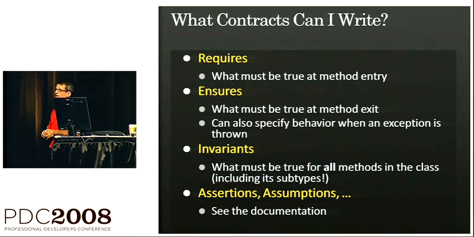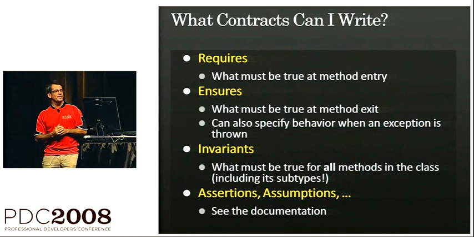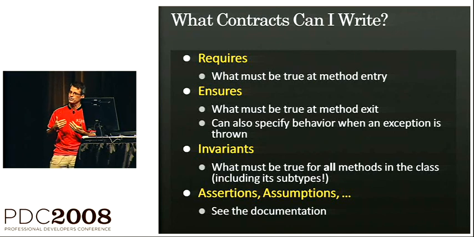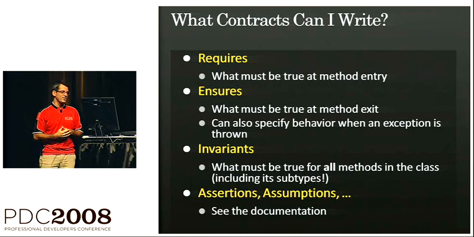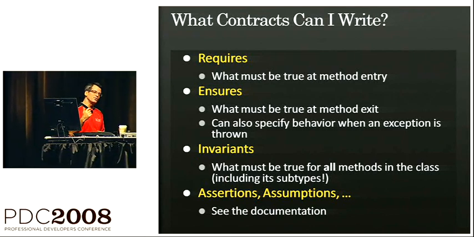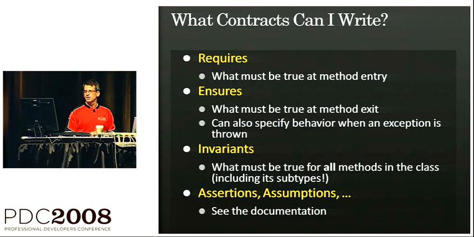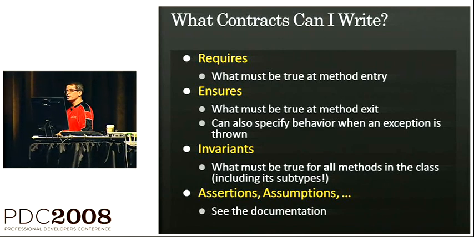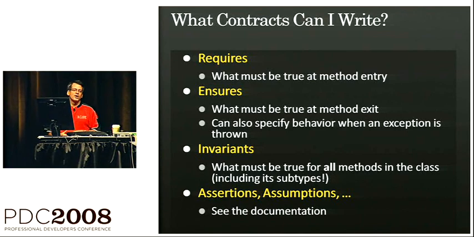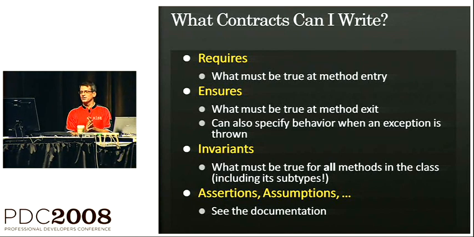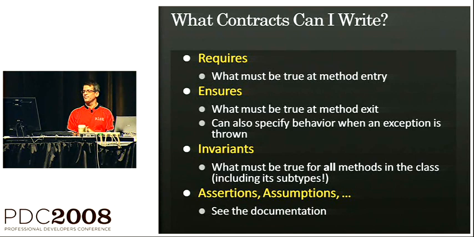So the kinds of contracts we give you the ability to write, you saw method preconditions. Those are requires calls. A requires call is something that must be true at method entry. It's a contract on the caller of the method. It's telling the caller that this is what you must guarantee before you call me. And if you don't guarantee these conditions, you have no business calling this method. The other side of a contract is always what you're going to provide. So an ensures contract says what must be true at the method exit. It's a guarantee to the client about what behavior they can expect when the method returns to them.